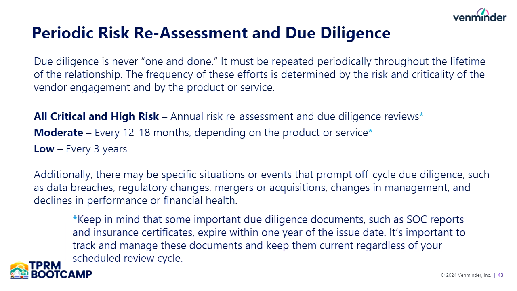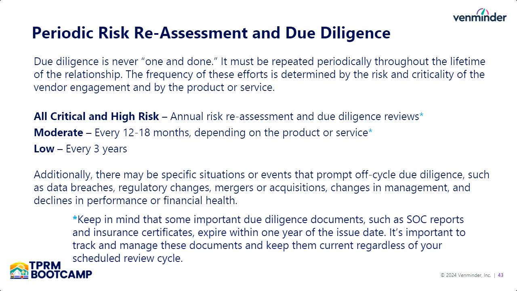Okay, as we said before, due diligence and periodic risk reassessments are never one and done, and it is based on the risk and criticality. All critical and high risk have to be done at least once a year. Moderate can be every 12 to 18 months, depending on the product or service. And low, you're not really going to be doing too much due diligence, but it should be every 3 years or before contract renewal.